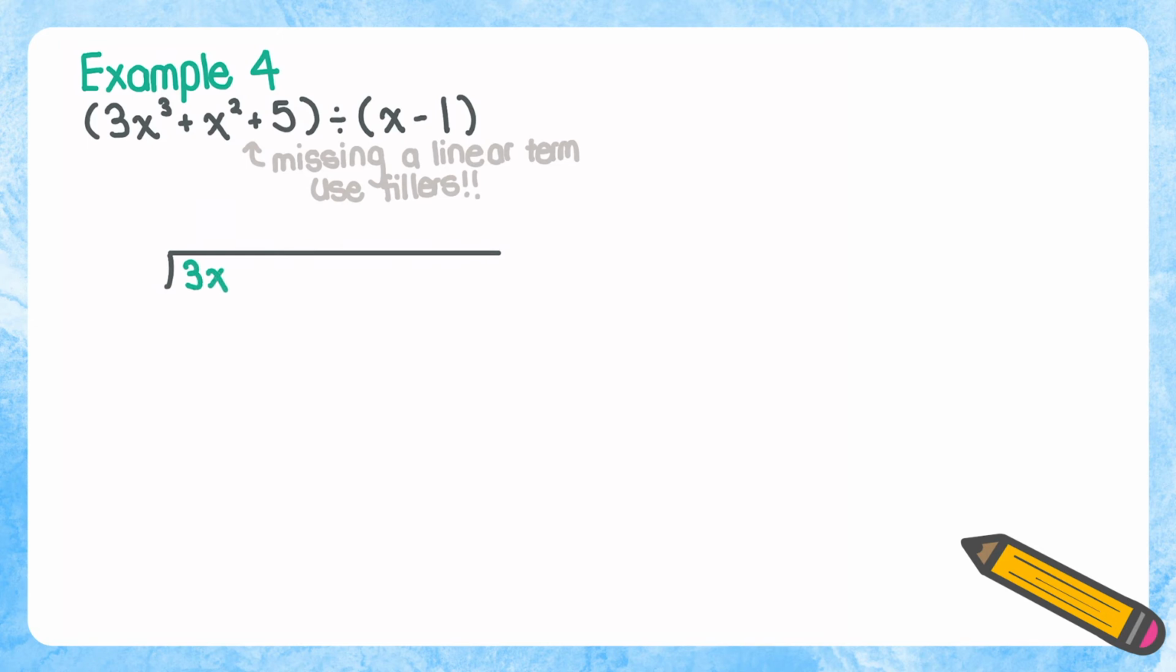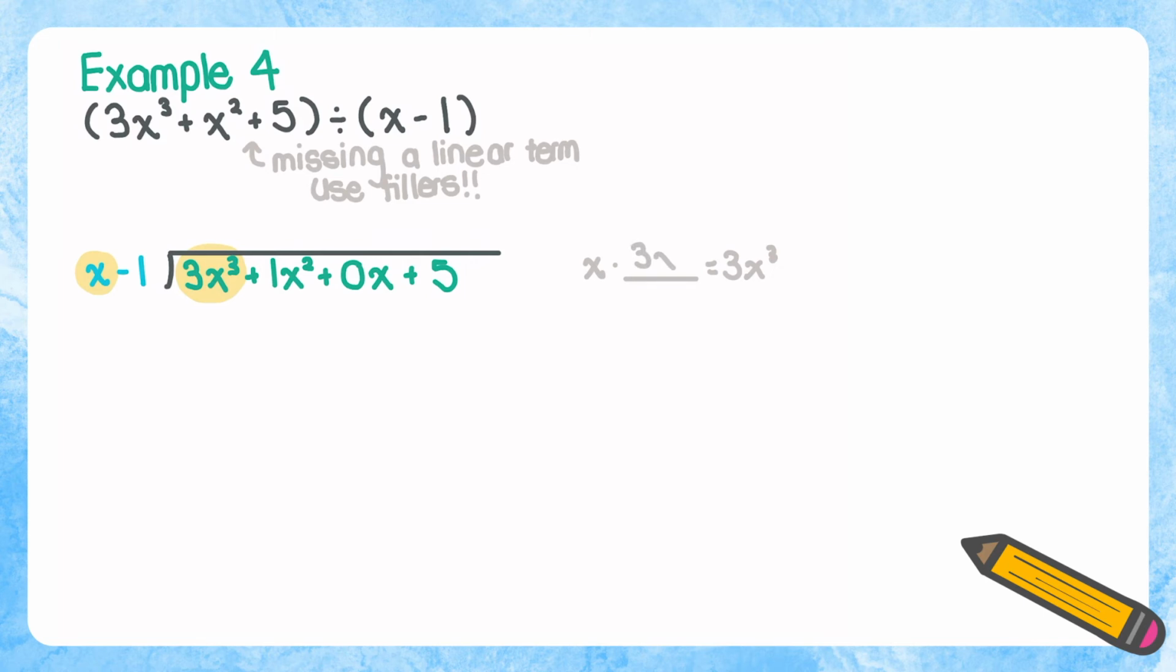So we have 3x cubed plus x squared, so 1x squared, plus 0x, this is the filler, and then plus 5, all divided by x minus 1. So let's get started. We're going to focus on the first terms. So x times what would equal 3x cubed? Eventually, you won't have to write this part down. You'll be able to do it in your head. But just as reference, I'm writing it right now.